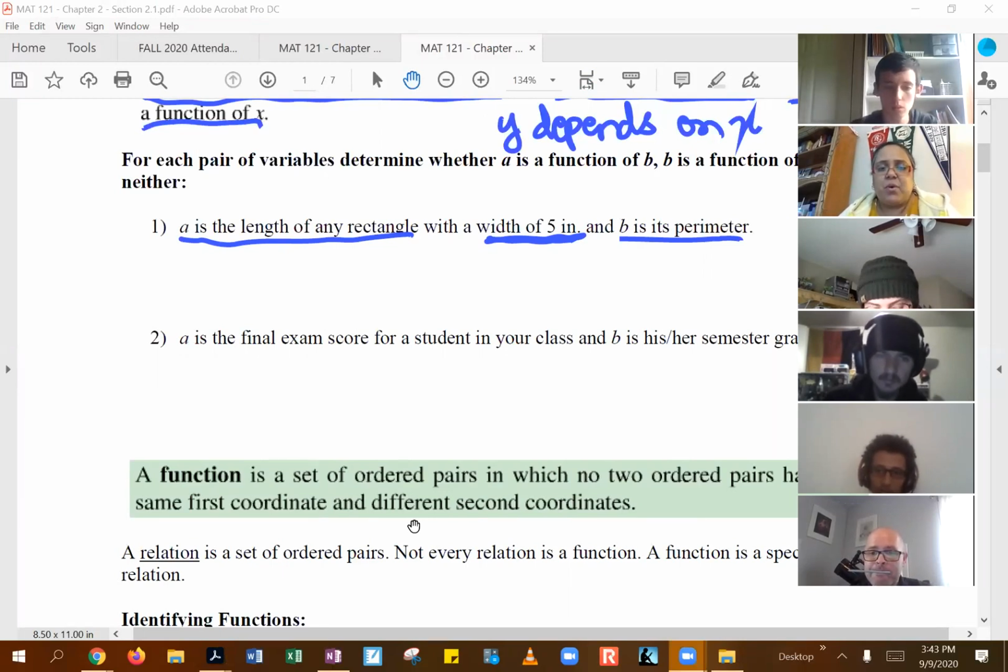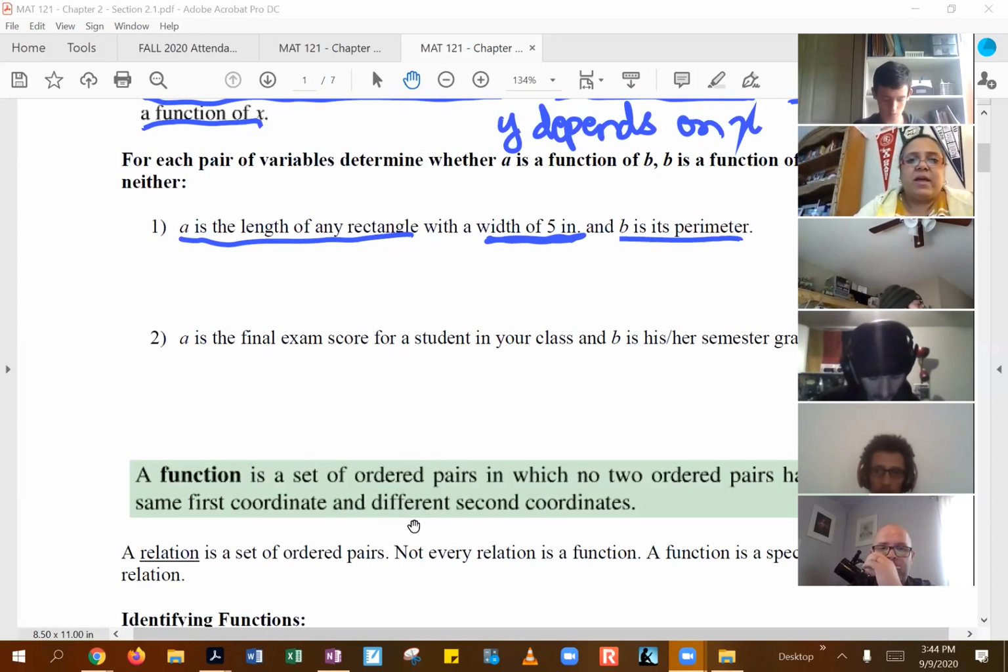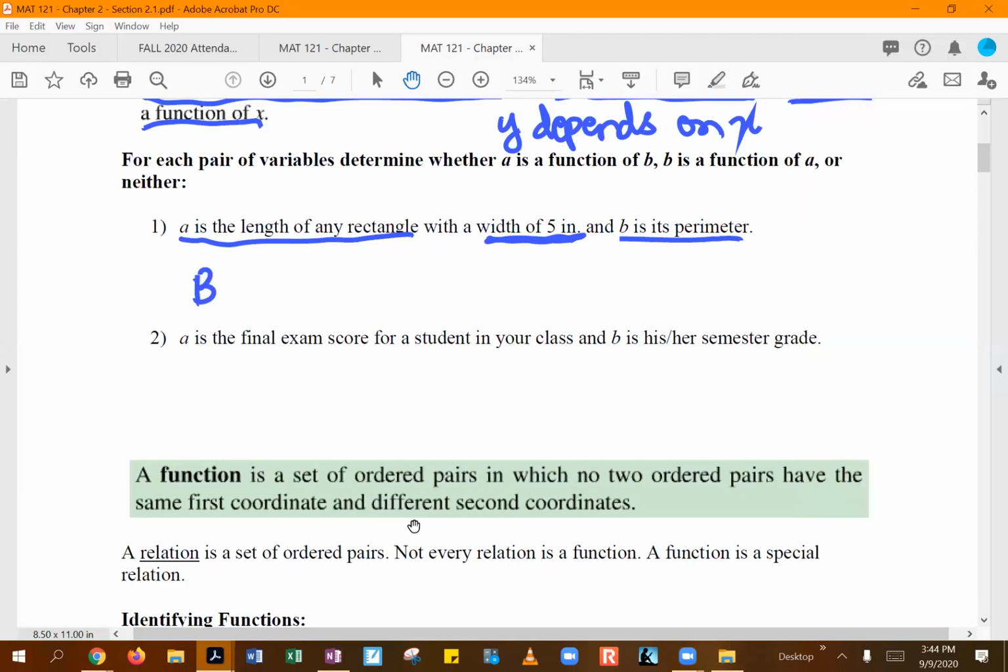Yeah, it's going to work in both directions, because we have that static number for the width. So if you know the length, the length and the width together can help us calculate the perimeter. If you know the perimeter, then you can take the width and the perimeter and break that down and find the length. So yeah, very nice. In this case, both A and B are going to be functions of each other. So there we go. Oops, that should be an A.